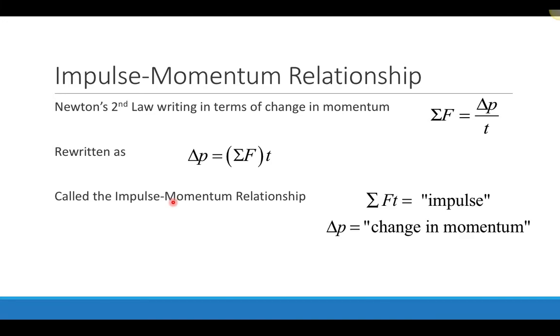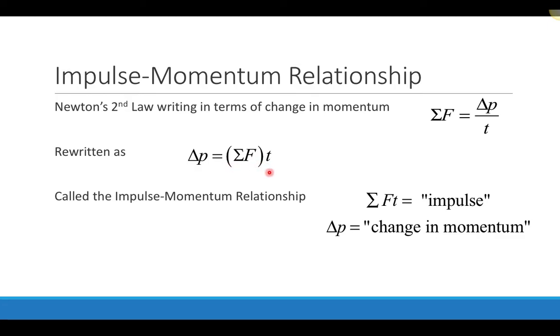And we can define the net force multiplied by the time as a quantity called impulse. And then on the other side of the equation, we have change in momentum. So the impulse-momentum relationship is basically just saying that the change in momentum is equal to the impulse on an object.